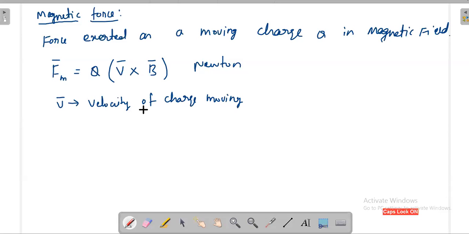Okay, velocity of charge moving. What is B? B is equal to magnetic flux density. The value is Weber per meter square or Tesla.